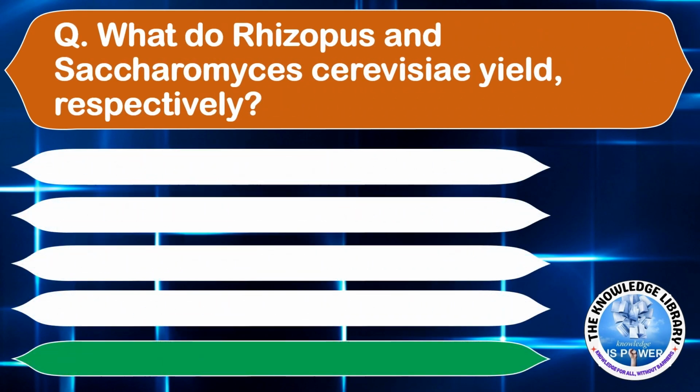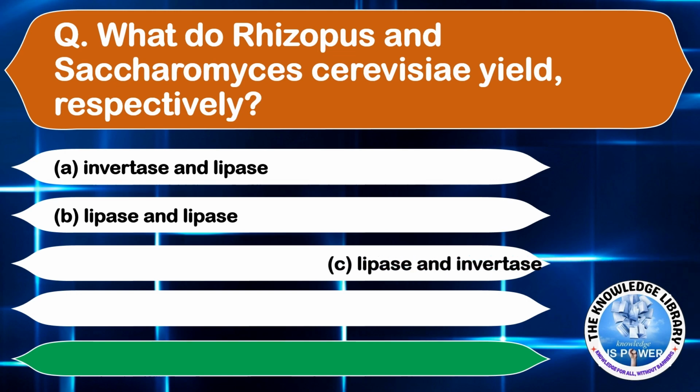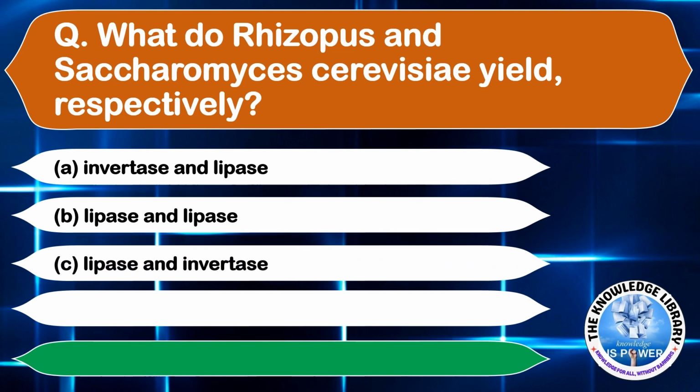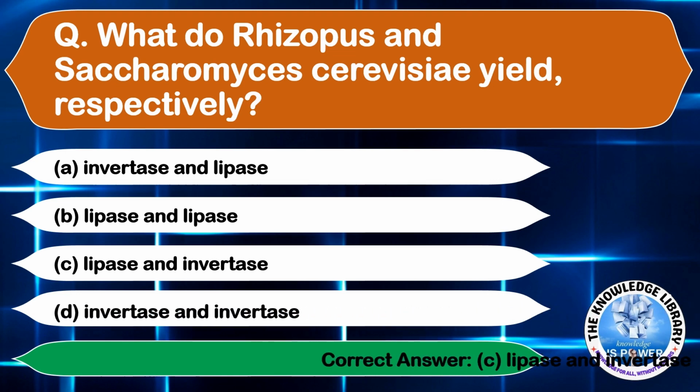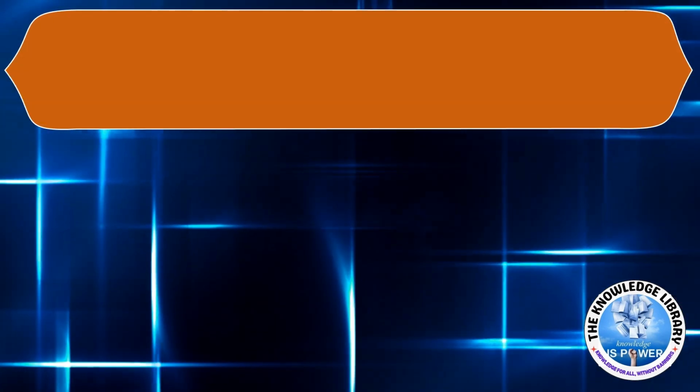What do Rhizopus and Saccharomyces cerevisiae yield respectively? Option A, invertase and lipase. Option B, lipase and lipase. Option C, lipase and invertase. And option D, invertase and invertase. The answer is option C, lipase and invertase. Moving on to the next question.